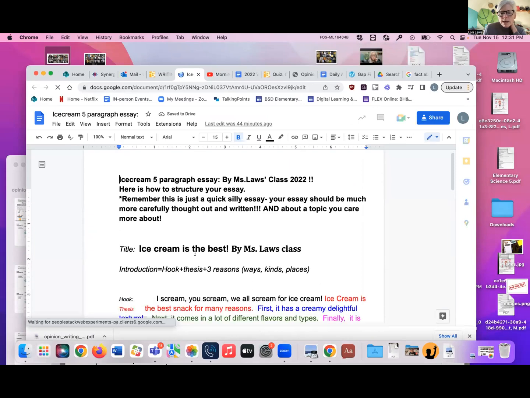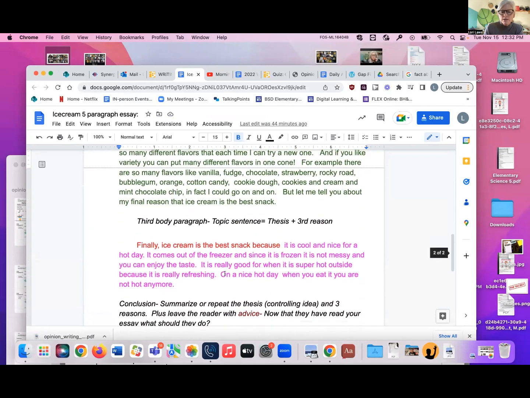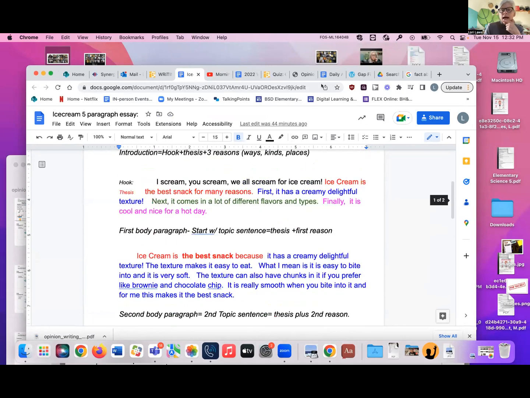If you go to our ice cream essay, you're going to see that it's just like this. Here's the hook. Here's the thesis or controlling idea. Here are the 3 reasons. That becomes your introduction. Then you're going to see that each paragraph starts with a topic sentence that has the thesis and 1 reason in it. Okay, so you might have to go back and take a look at this to see how to put it together.